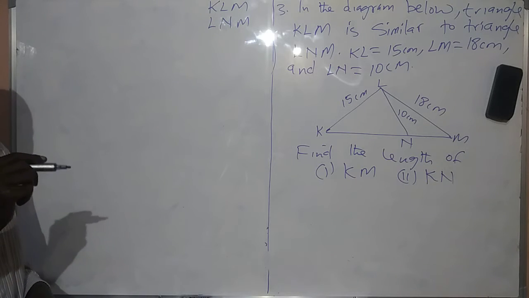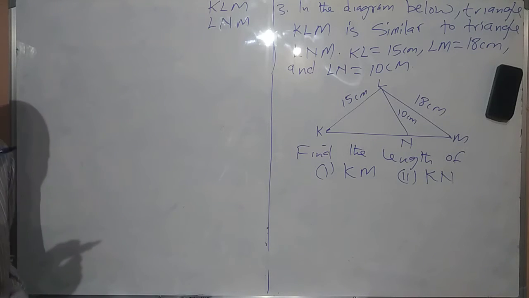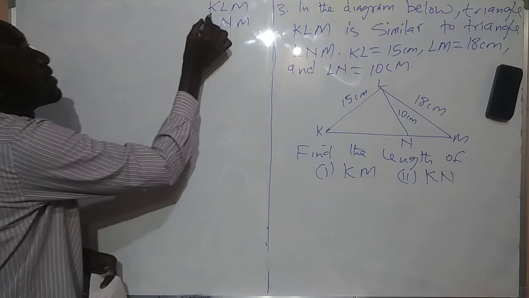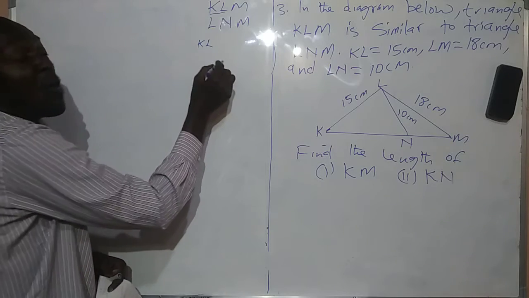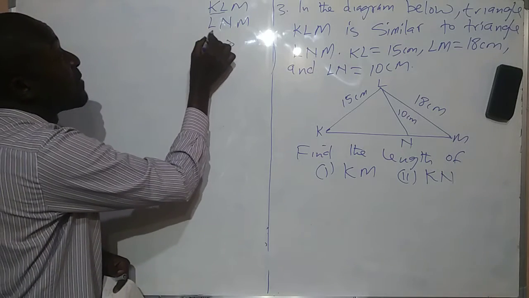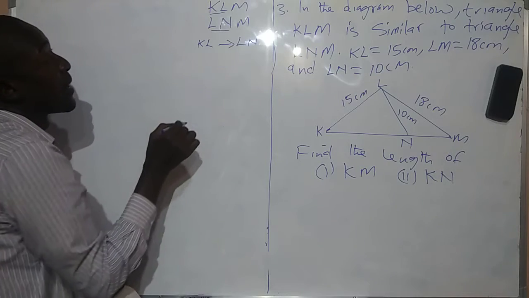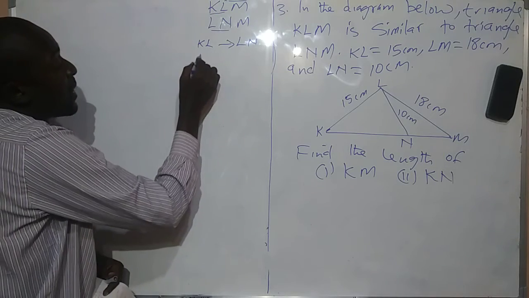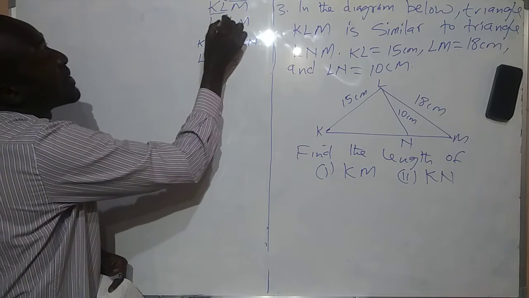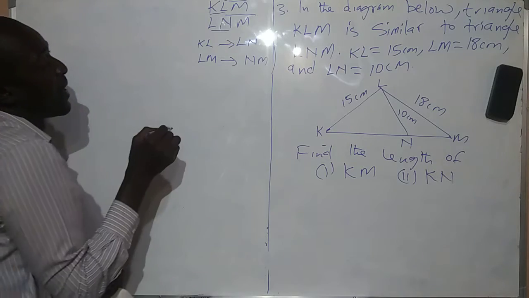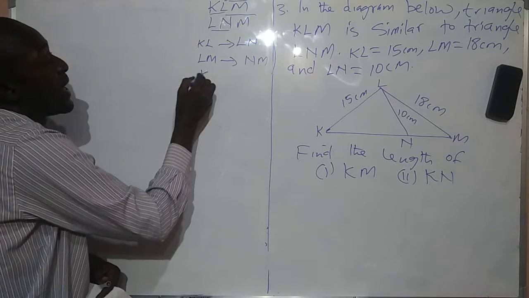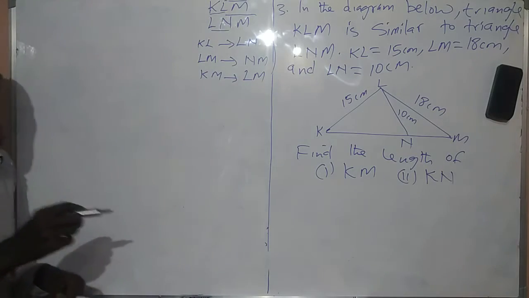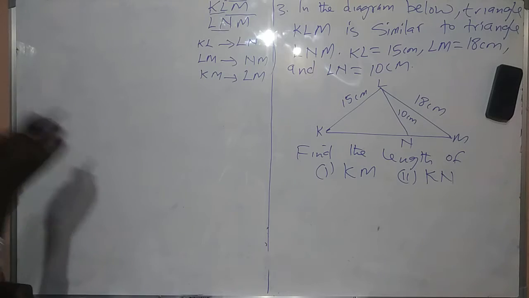So the first step that you are going to do here is to write down what we call corresponding sides. And here is how you write them using this. So the first two letters here, KL, corresponds to the first two here, LN. Okay? And then the last two, LM, corresponds to the last two here, NM. And then the first and the last letter, KM, corresponds to the first and the last one here, LM. These are what we call corresponding sides. These are going to help us to solve this.